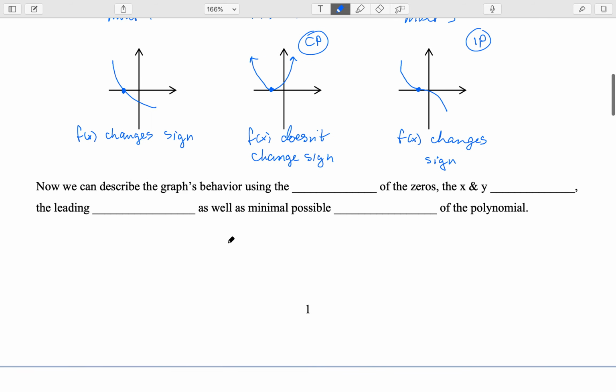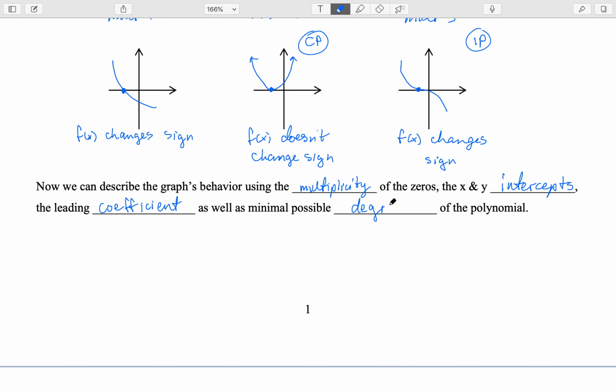So now you can describe the graph's behavior using multiplicity of the zeros. Yeah, we call them a single zero or a double zero or a triple zero, whatever. And also the x and y intercepts. Oh yeah, the x and y intercepts are easy points to figure out because you plug in x value of 0, you get the y intercept. You plug in the y value of 0, you get the x intercept. What else? We can also figure out the leading coefficient, right? Is it a positive or a negative? The leading coefficient, as well as the minimum degree, right?